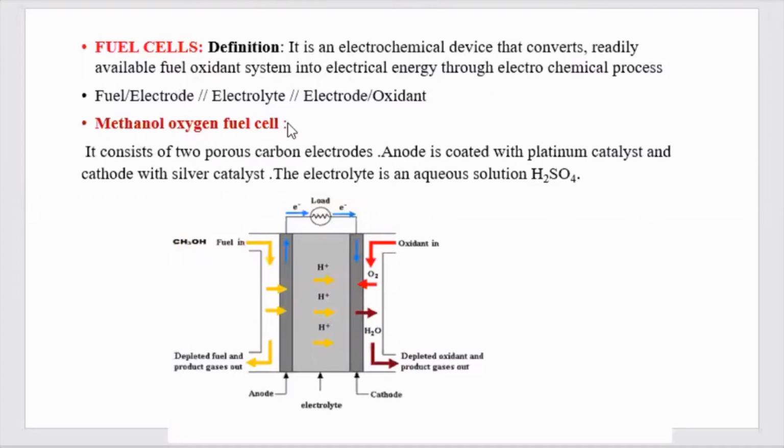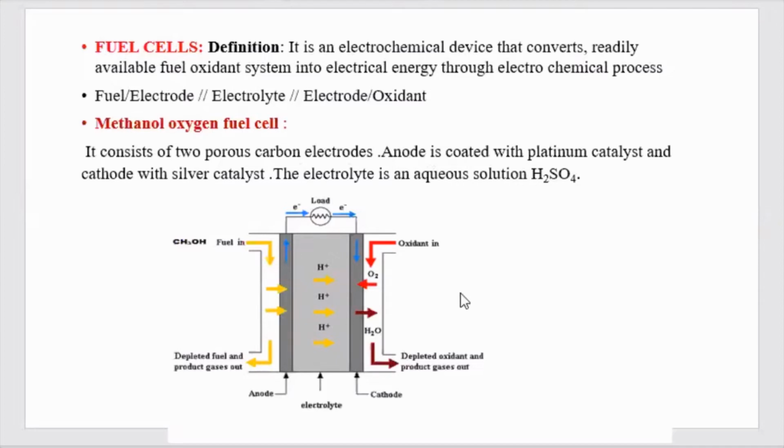Methanol oxygen fuel cell. The methanol oxygen fuel cell contains two carbon electrodes, both anode and cathode. They are made up of porous carbon. The difference between the anode and cathode electrodes is that the anode electrode is coated with platinum catalyst and silver is coated on the cathode electrode. The electrolyte is an aqueous solution of sulfuric acid.